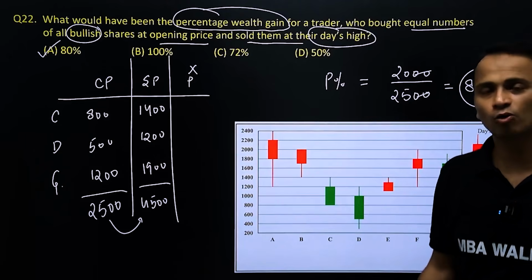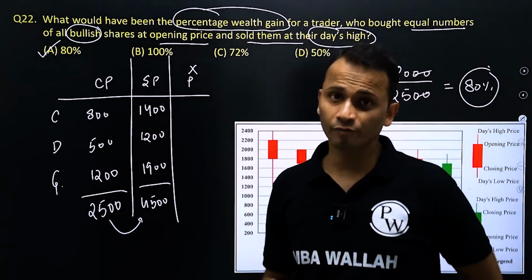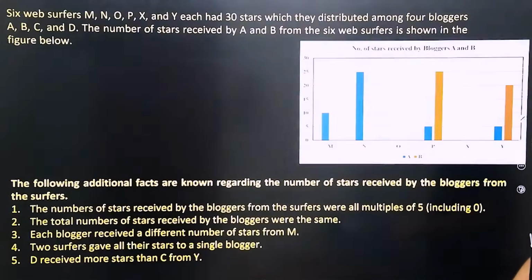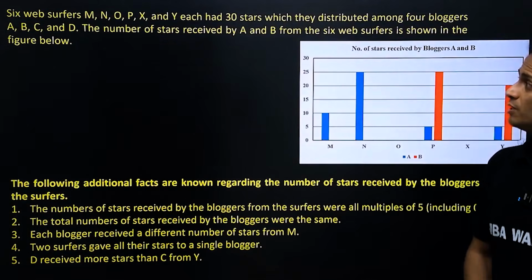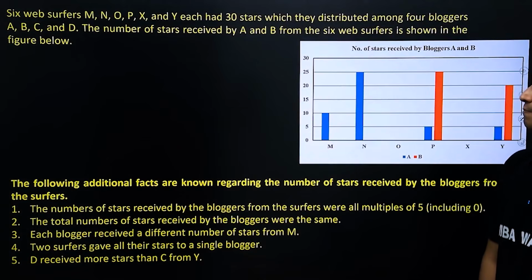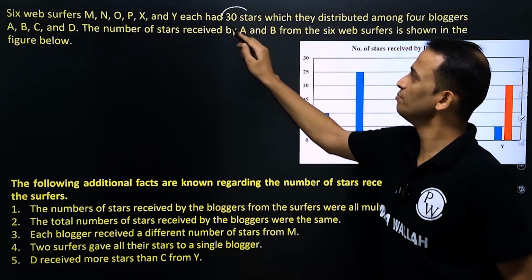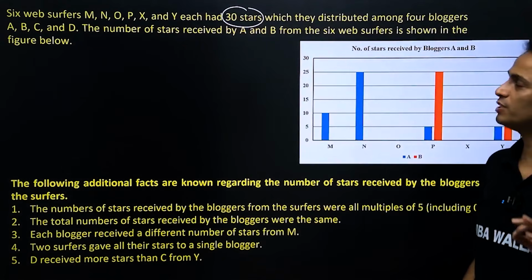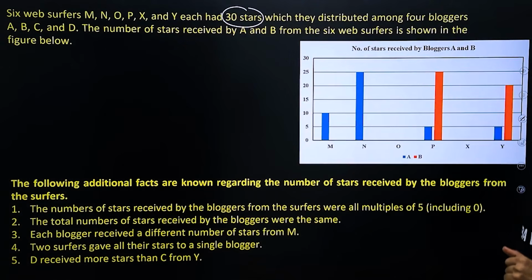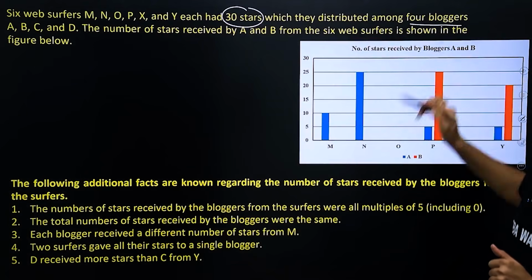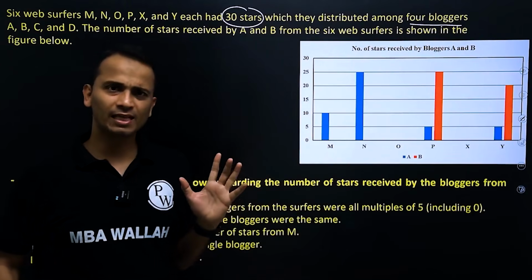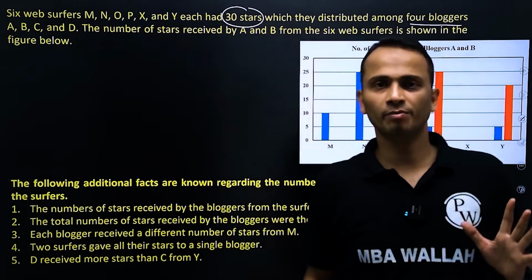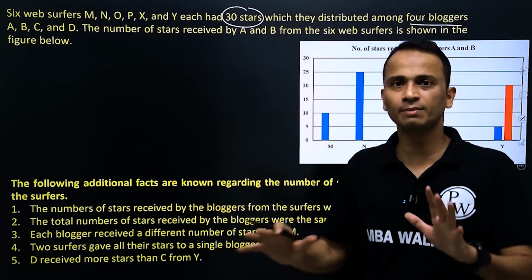Great. Now let's move on to the another set. You remember we have bookmarked it. All right. So I'll go back to that set and let's see what I have in it for myself. 6 web surfers M, N, O, P, X, Y each had 30 stars. Important piece of information. So there are 6 web surfers, each had 30 stars, which they distributed among 4 bloggers. So there are 4 bloggers A, B, C, D. It's clear in the mind that what will be the structure of the table? 6 cross 4. Simple as that.